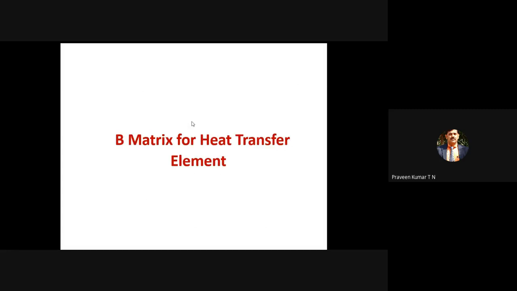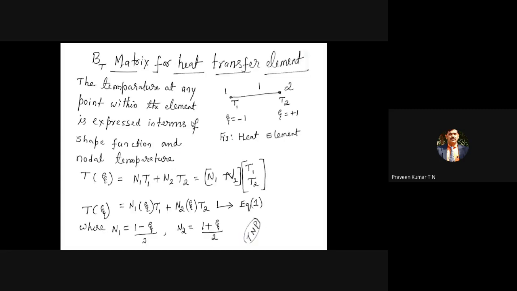Already we have derived that. Now we have started deriving the B matrix. The B matrix we already studied in bars, which relates the strain and displacement. We have the formula epsilon is equal to B into Q. The epsilon is strain, Q is the displacement vector, and the B matrix relates the strain and displacement, hence it is referred to as the B matrix. In the structural analysis by finite element, we get the displacement vector, and from the displacement vector we need to find the strain.